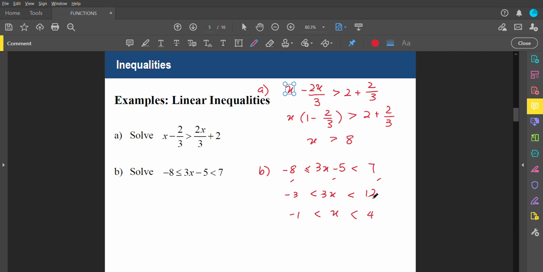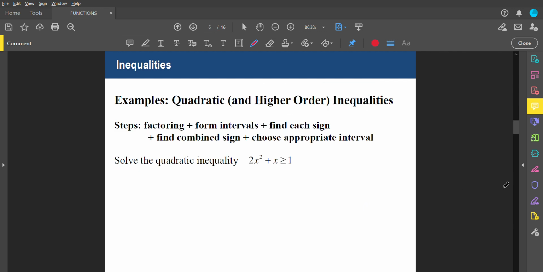That's it for linear inequalities. Let's see a more complicated one: quadratic or higher order inequalities. There are a few steps that you need to follow. First, you might want to polish your skills in factoring quadratic equations, which can be very useful here. Or if you are very good with your calculator, you can directly use it here. We are not going to focus on how to factorize, but on how you handle the inequalities. Here the inequality given to us is 2x squared plus x greater than or equal to 1.